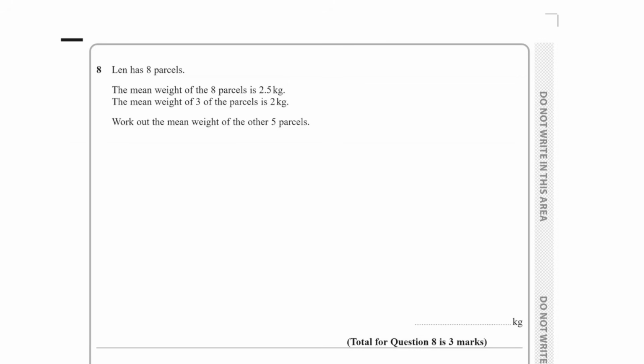Question 8. Len has 8 parcels. The mean weight of the 8 parcels is 2.5 kilos. The mean weight of 3 of the parcels is 2 kilos. Work out the mean weight of the other 5 parcels. So this is what I call reversing the mean.